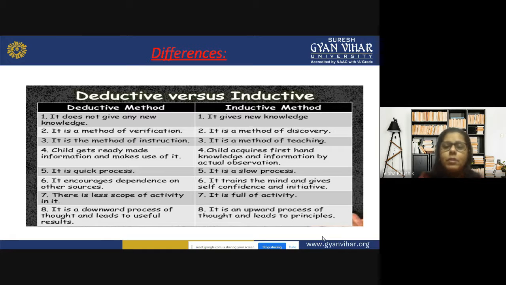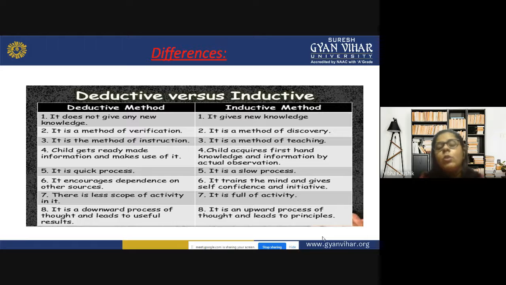Now, the inductive method gives new information, meaning we will be able to get some new knowledge from the inductive method. It is a method of discovery, meaning you will be able to discover something new. It is a method of teaching, a way of teaching students. The child acquires first-hand knowledge and information by actual observation when the teacher is using the inductive method.